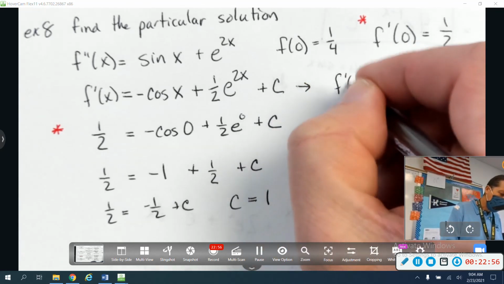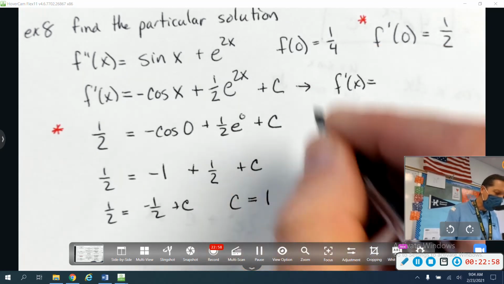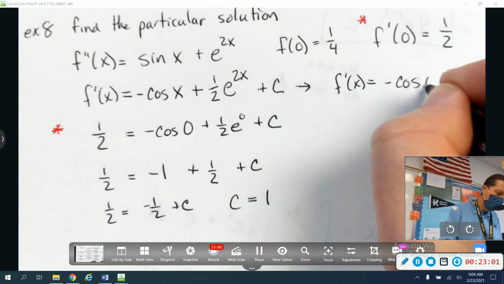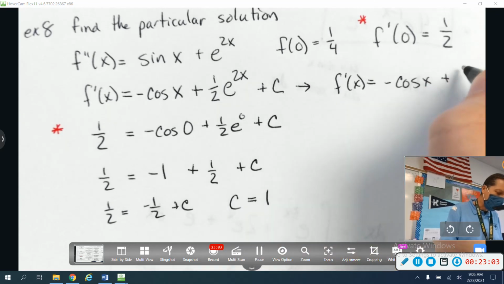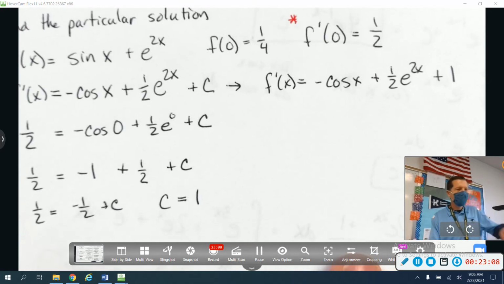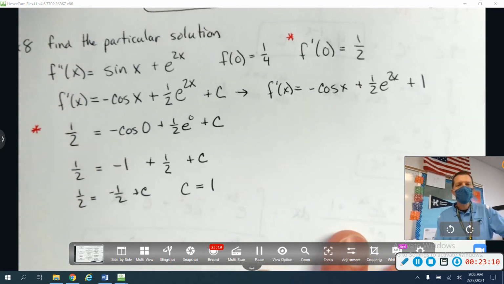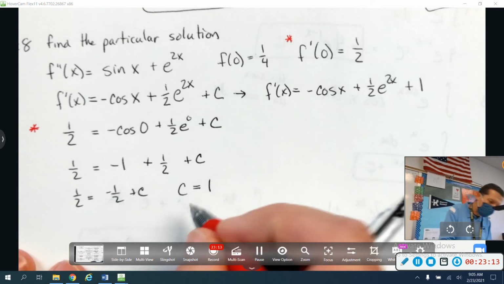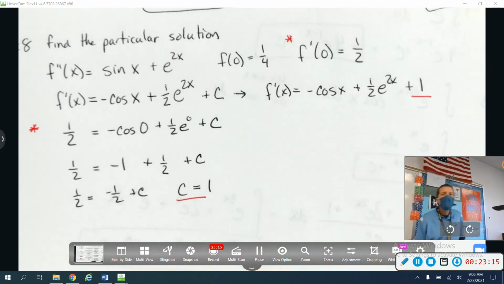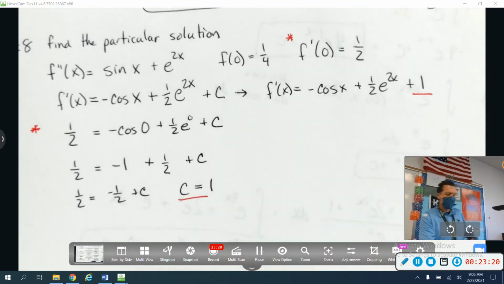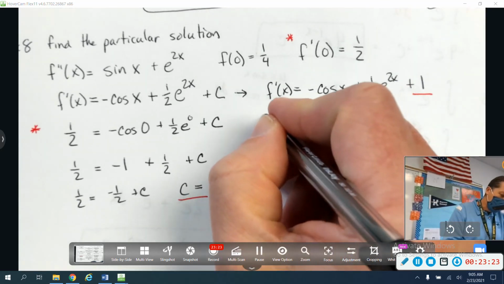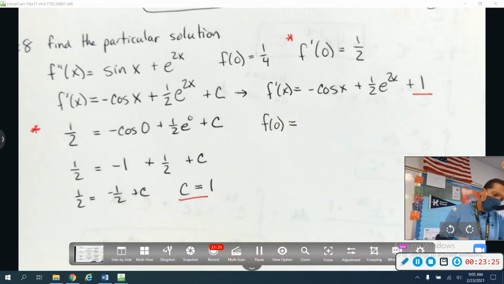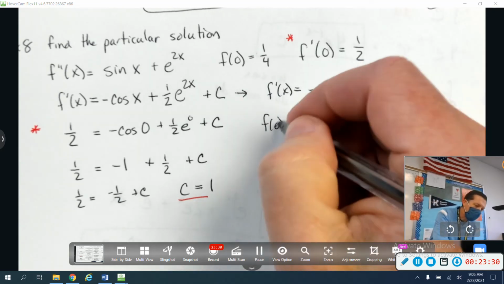So f prime. This step in here is where I sometimes lose people, because they'll find that and then they won't include it before they take a second antiderivative, or they back up one more step. So c is 1. I need to include that in there. So now when I take another antiderivative, I will have accounted for that. So let's back up one more step.